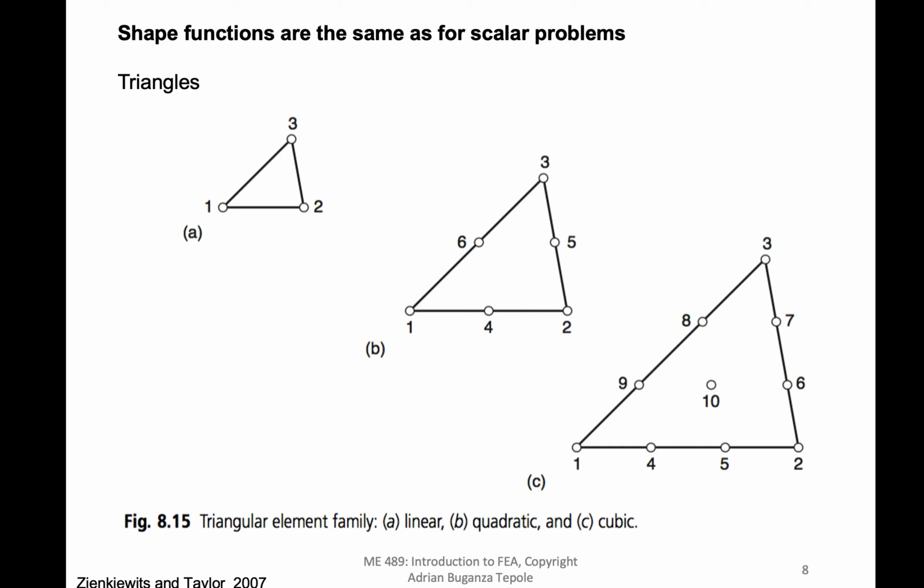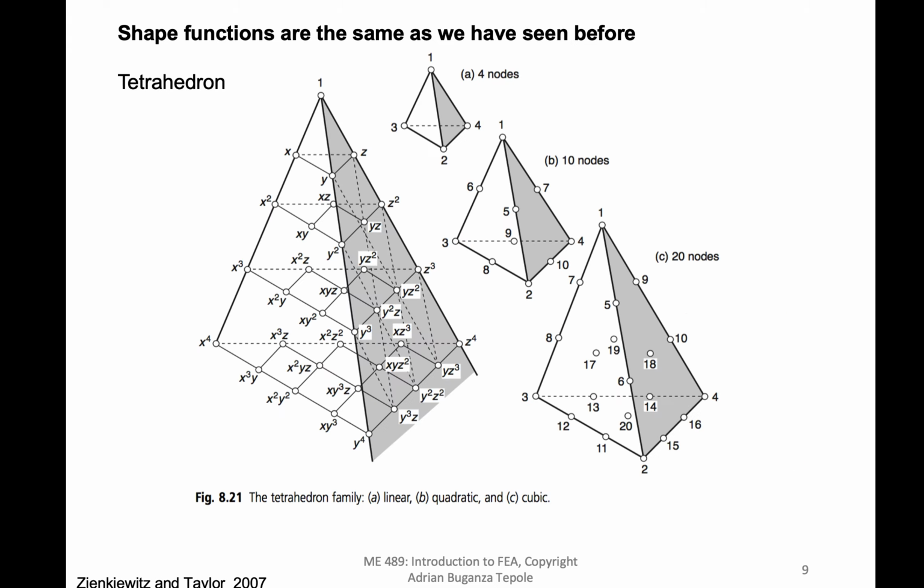I'm not gonna go into the details, but for example, for the triangular element, you might have linear, quadratic, cubic elements. They just have more nodes, and then you can look up the definition of the shape functions for these different elements.